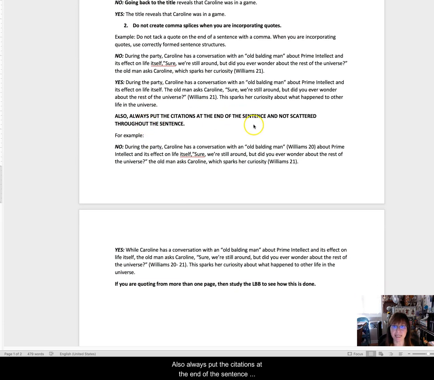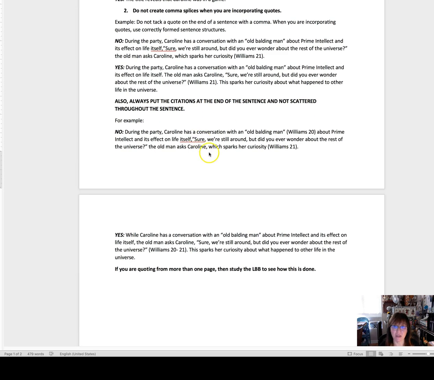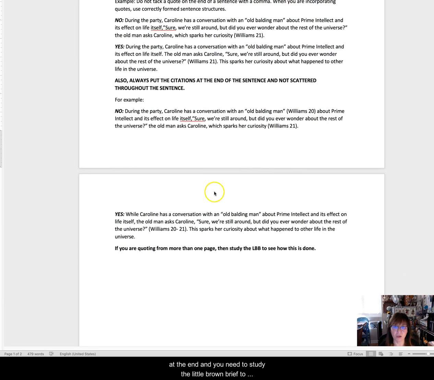Also, always put the citations at the end of the sentence and not scattered throughout the sentence. This confuses people when you start maybe using quotes from different page numbers or paragraph numbers. So don't put one here and one here. They all go at the end. And you need to study the Little Brown Brief to see how to do this. There are many different layers of how to do documentation correctly, so you're going to keep having to go to the next layer and the next layer as you work through this. So yes, this is how you do it.